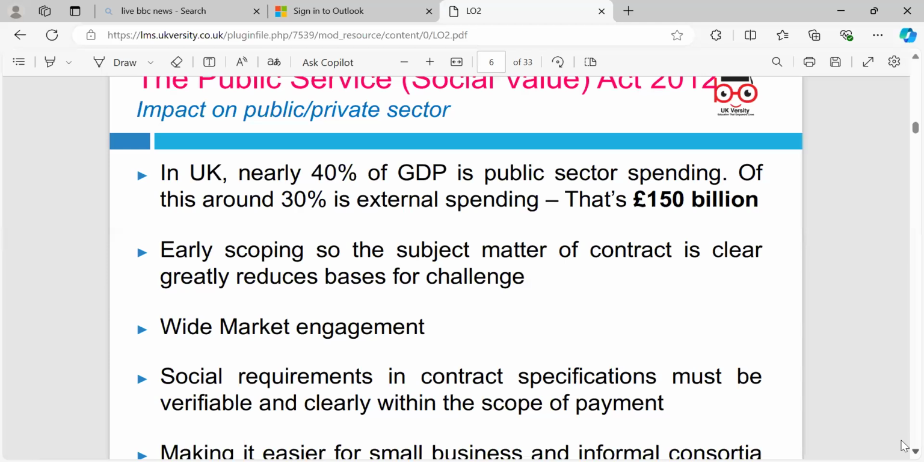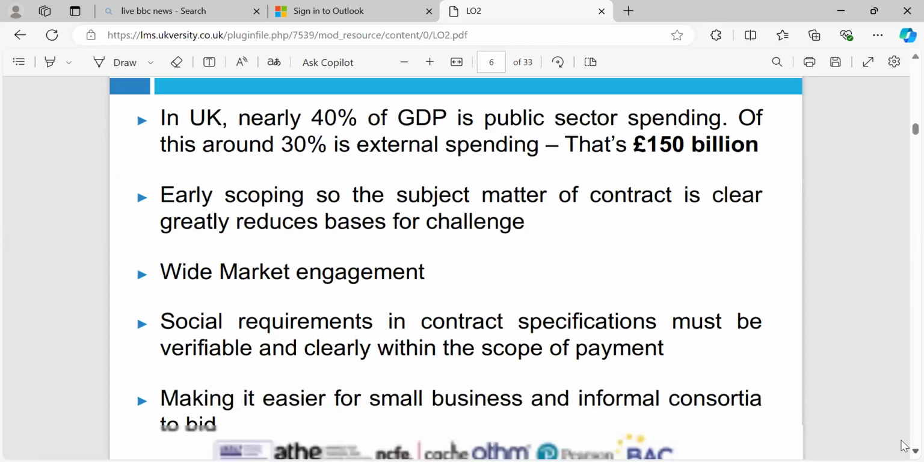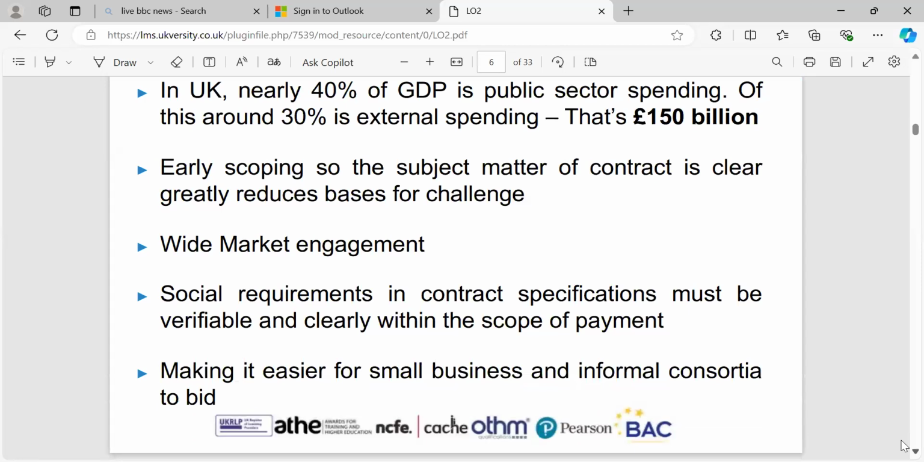Early scoping, where the subject matter of the contract is clearly defined, greatly reduces the basis for challenge. Wider market engagement and management is also important, and we can look at the social requirements in the contract specification, which must be clearly verifiable and within the scope of the contract.